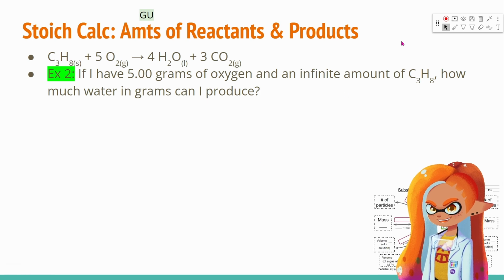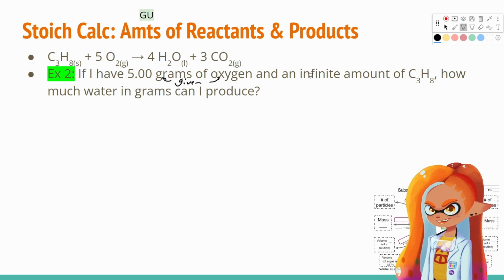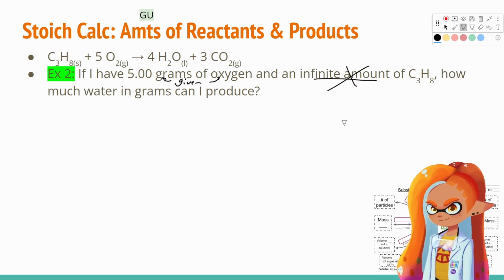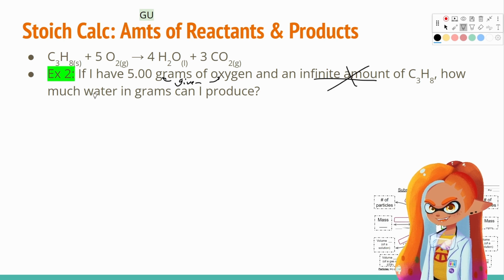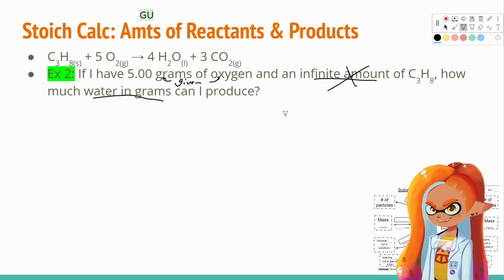Okay, next example. So we have 5 grams of oxygen. That's going to be our given. I'm just going to label it right below. So there. That's our given. And so we have an infinite amount. That doesn't matter. We just have a lot of it. Who cares? How much water in grams can I produce?